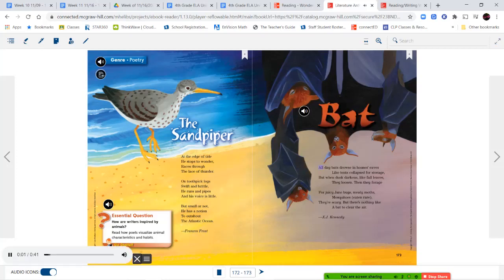Bat. All day, bats drowse in houses' eaves, like tents collapsed for storage. But when dusk darkens, like fall leaves, they loosen. Then they forage. For juicy June bugs, meaty moths, mosquitoes, eaten rare. They're scary, but there's nothing like a bat to clear the air. X.J. Kennedy. Copyright 1985 by X.J. Kennedy. First appeared in The Forgetful Wishing Well, published by Simon & Schuster, reprinted by permission of Curtis Brown, Ltd.